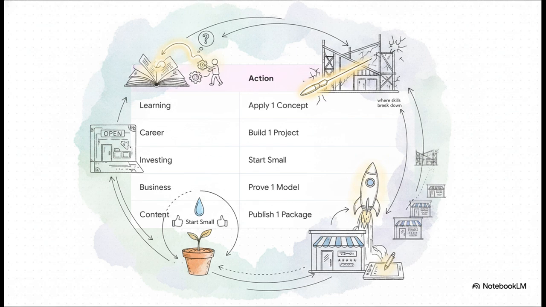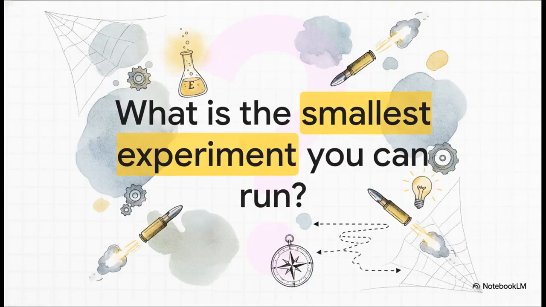Even in content creation, you publish one complete package, review those metrics, and then improve. The feedback loop is universally identical. So the whole thing really comes down to this one crucial question. What is the smallest complete experiment I can run before making a much larger commitment? Whenever you face high uncertainty in your life, this question is honestly your ultimate decision-making tool.